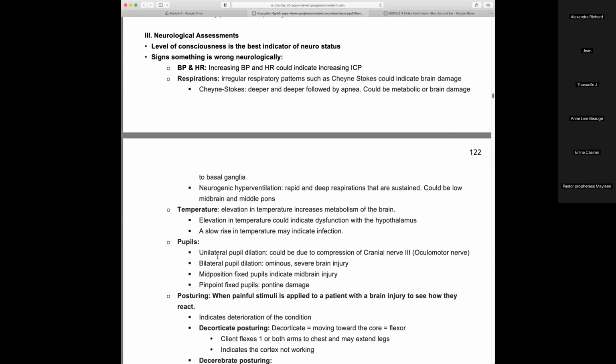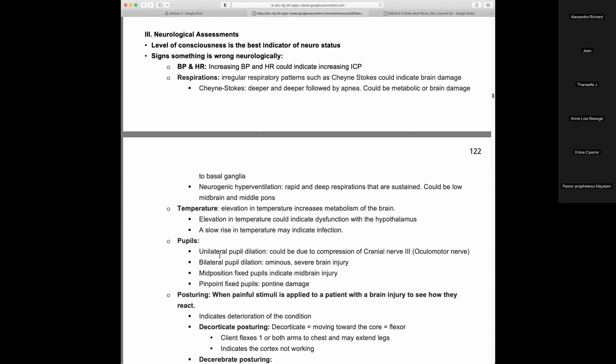Now we're getting into neurological assessments. I want you to know, and I'm going to put a star here by it, level of consciousness is the best indicator of neurological status. Neurological status is really not fair, because all the other systems have a vital sign you can check or a lab level you can check to see how something is doing, right? The brain never gets it easy. We have to advocate for the brain.